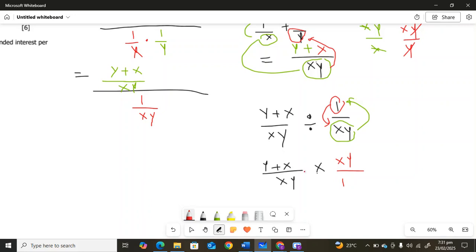Here, to make life easy, instead of multiplying and then dividing, you just cross this out. Cross this xy out and you cross this xy out. And you remain with y plus x. Because when you cross them out, this remains as a 1, this remains as a 1. So y plus x times 1, y plus x over 1 times 1, that is 1, which gives us y plus x.